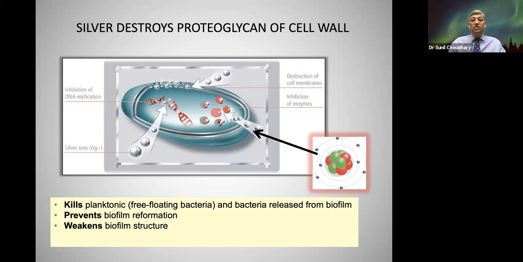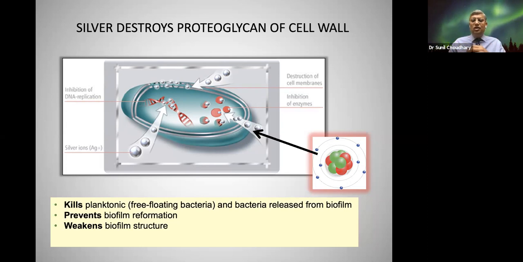So silver destroys the free-floating bacteria and also the bacteria released from the biofilm in a major way. And also because these bugs don't develop resistance, it is extremely effective at removing this as well. So in the majority of the advanced wound dressings that we have, what we call active dressings, silver is the key component.